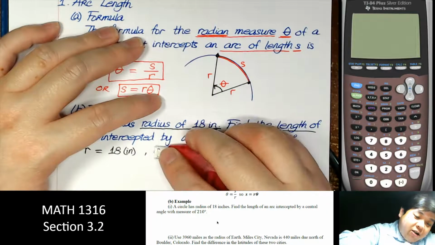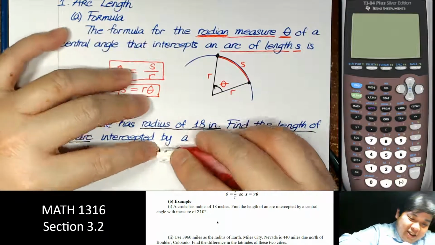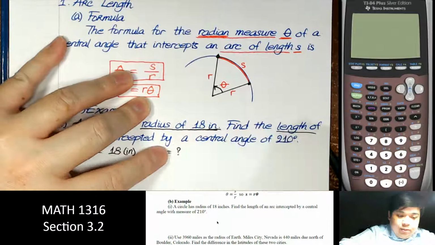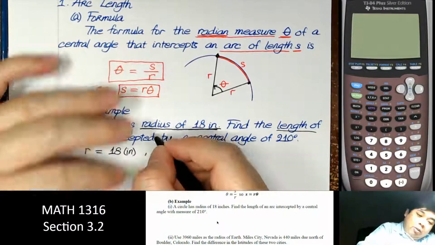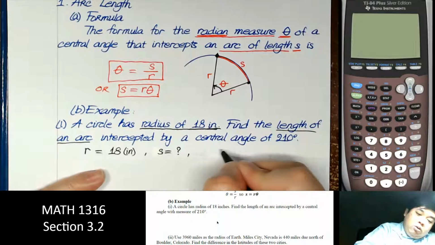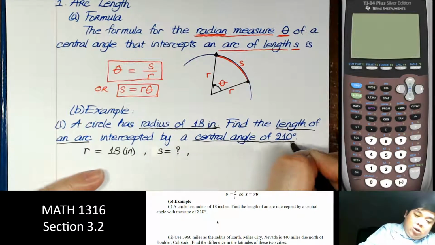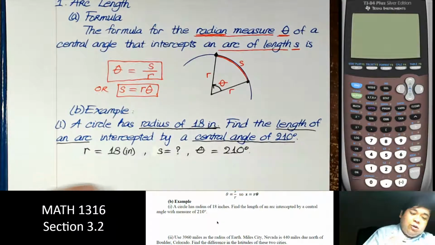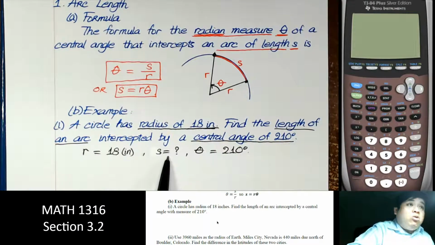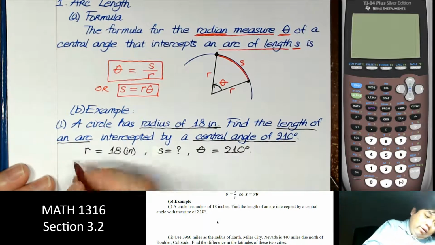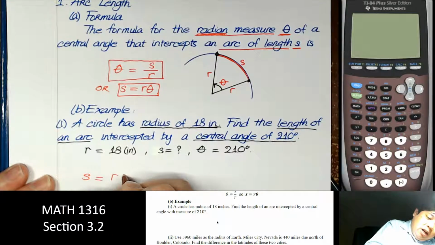The length of an arc, right? The length of an arc, or arc length, is S. We don't know it. We know the central angle of 210 degrees. That's what we have, and that's what we're trying to find. Perfectly fine. So the formula is S equals R times theta.